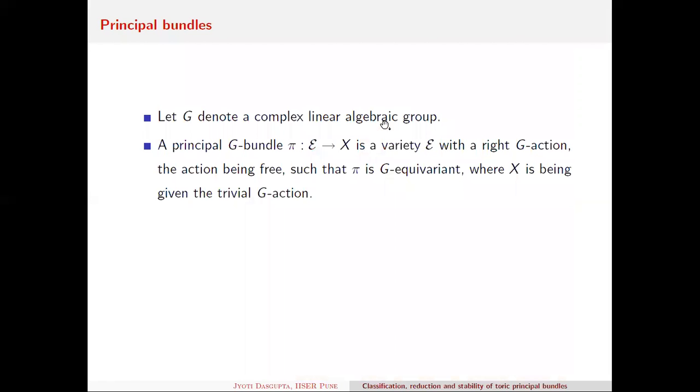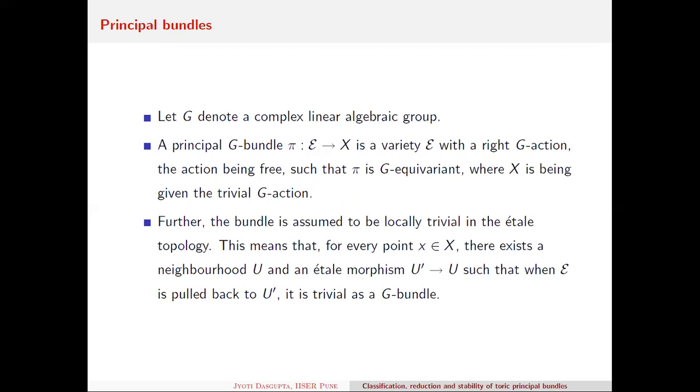So more generally, where G is a complex linear algebraic group, we can define a principal G bundle pi from E to X. So this is a variety E, where we have a right G action on E, and the action is also free, and the projection map is G equivariant. Now we are assuming X to have the trivial G action. And we also assume that this bundle is locally trivial in the étale topology.